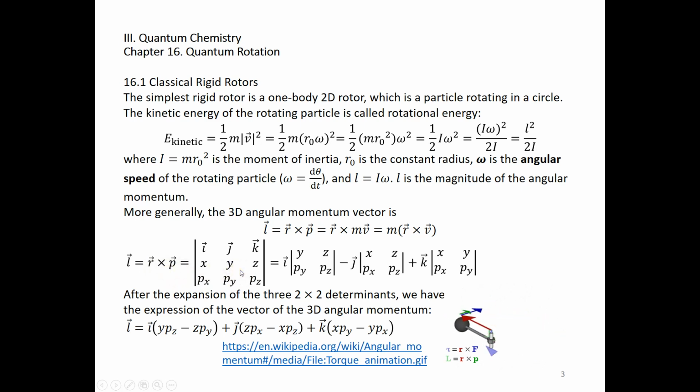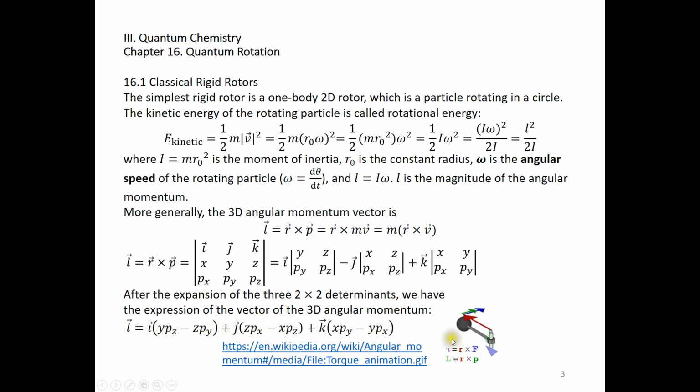We can decompose a 3x3 determinant systematically into three 2x2 determinants like this. So we have these x component, y component, and z component. After the expansion of those 2x2 determinants, we have the expression of the vector of the angular momentum over here. So for example, the x component of the angular momentum is y times pz minus z times py.